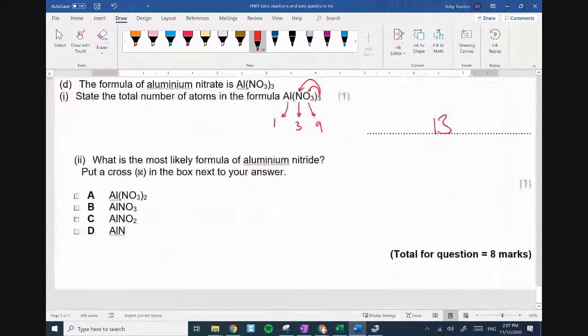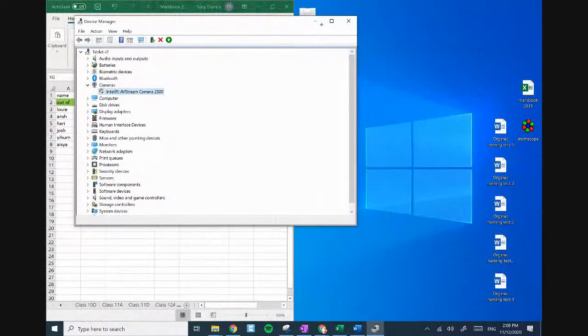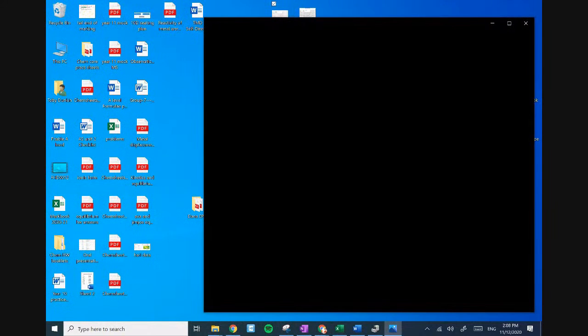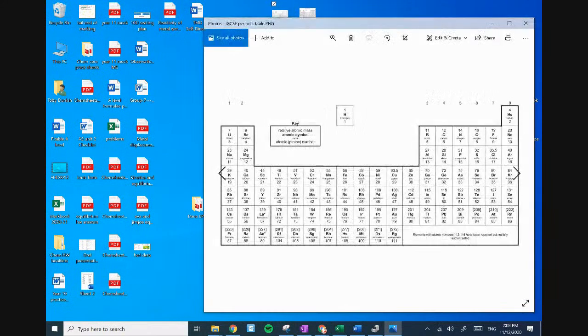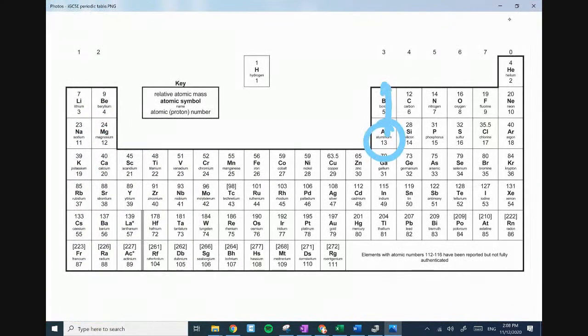Last one. What is the most likely formula of aluminium nitride? Like we did this last lesson. Find aluminium on the periodic table. It's in group 3. Aluminium plus 3. I'm just going to quickly show you this on the table again because we're doing it today, of course. GCSE table. There we go. So aluminium, group 3, plus 3.